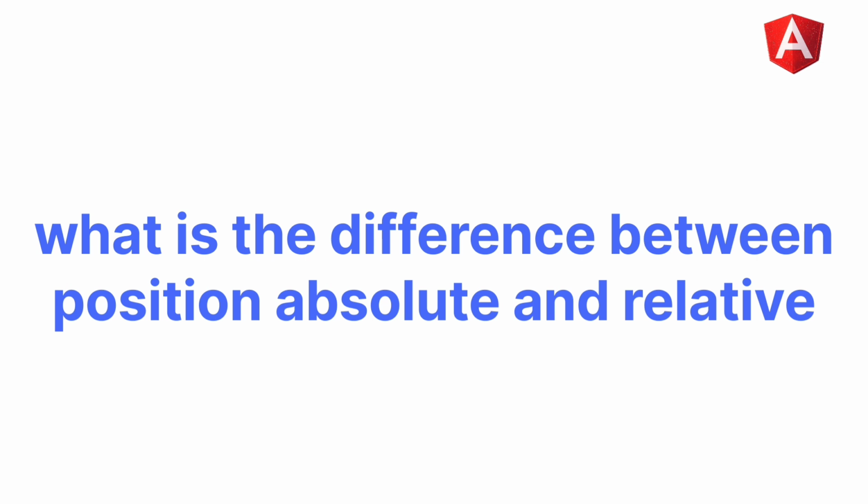What is the difference between absolute and relative? In CSS, by using absolute position, we can move the elements, but the parent div should have the position relative. With the position relative, we can move the child elements by using the position absolute property.